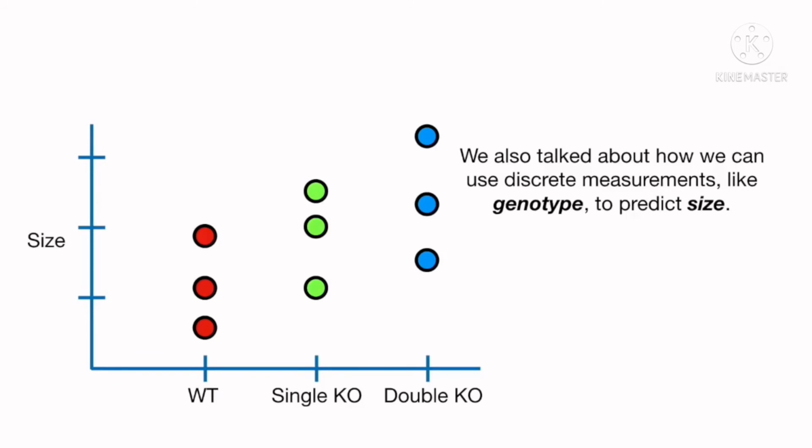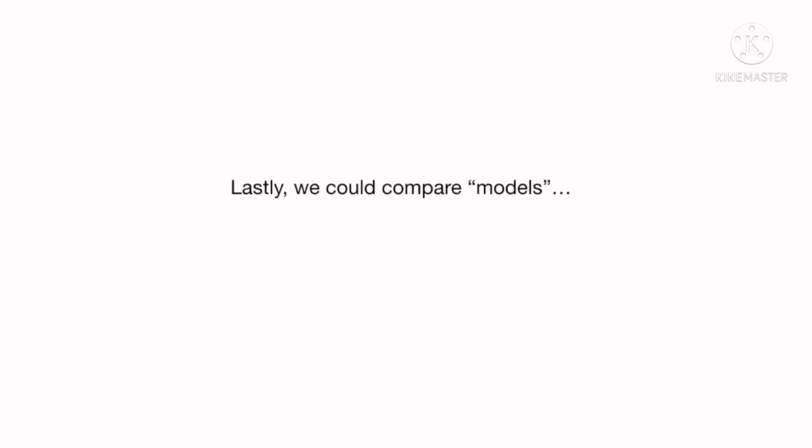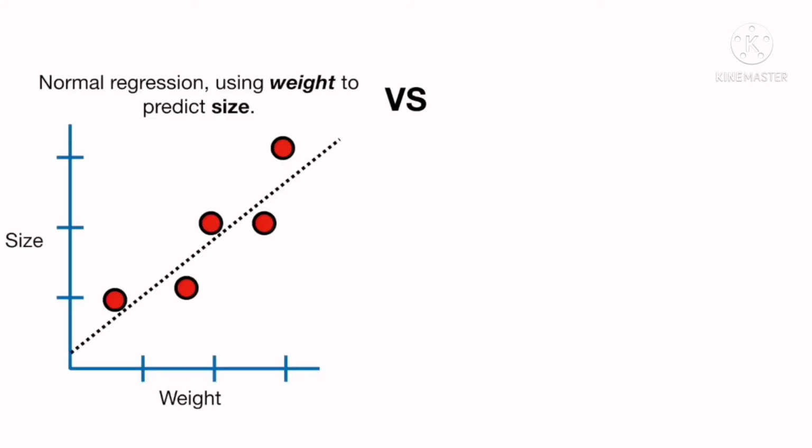We also talked about how we can use discrete measurements, like genotype, to predict size. If you're not familiar with the term genotype, don't freak out, it's no big deal. Just know that it refers to different types of mice. Lastly, we could compare models.